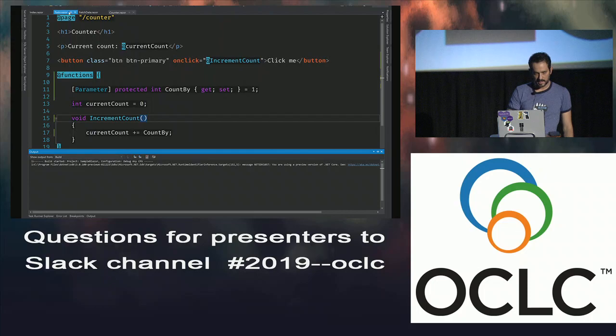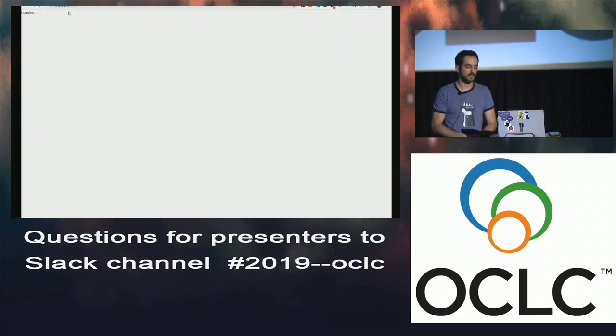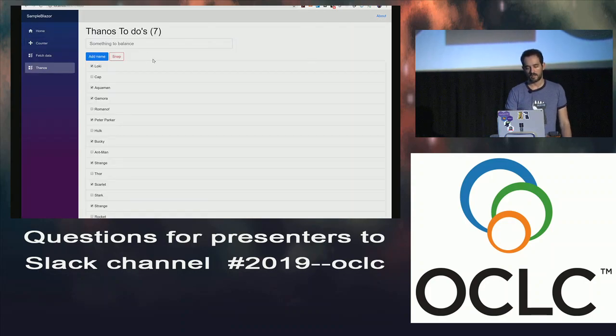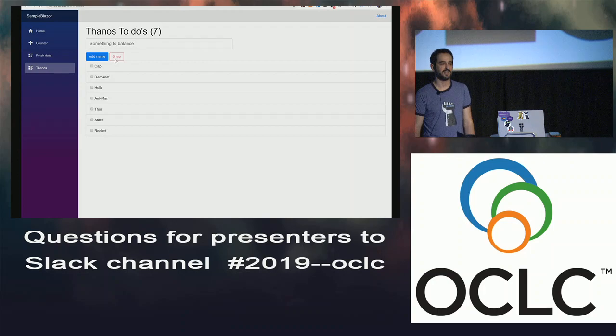So I'm going to rerun my app here. And now we should have the ability to just clear that list out very quickly. Let's navigate back to our list of to-do items and click snap. And oh, everybody's gone. All right.